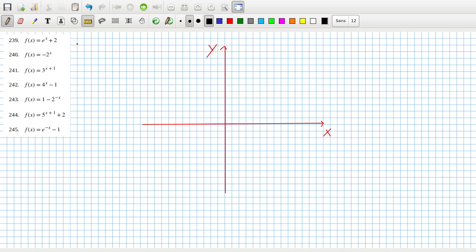e^x + 2. So that means it's going to cross the axis at 3. And the horizontal asymptote will be at 2. So I'll put that in green here. And then it'll be coming like this. That's the first one there.